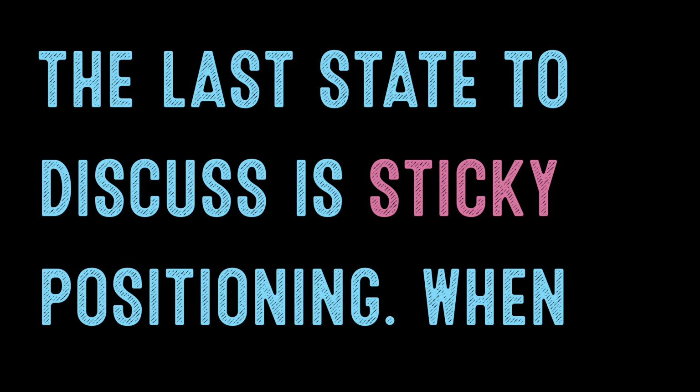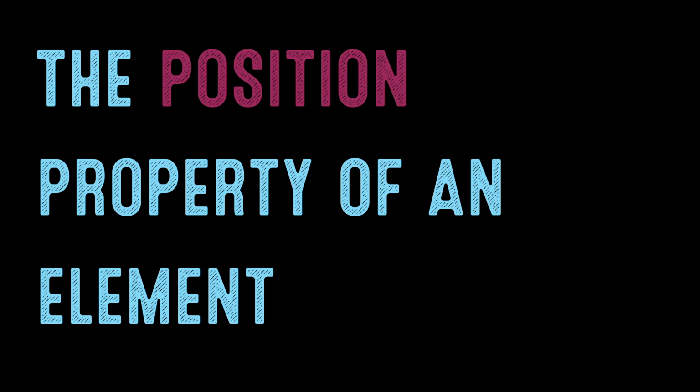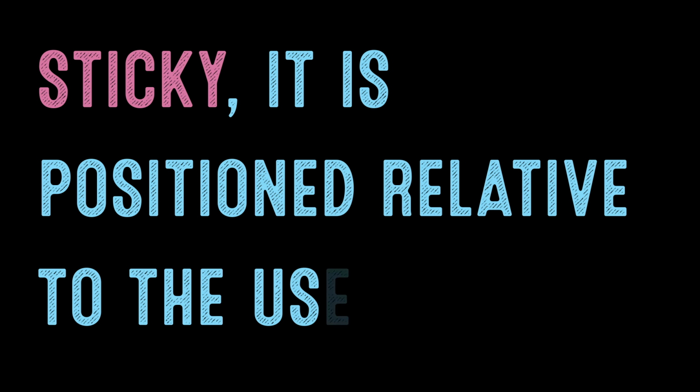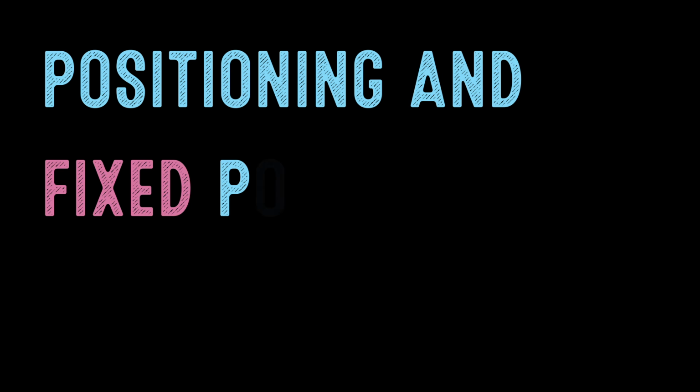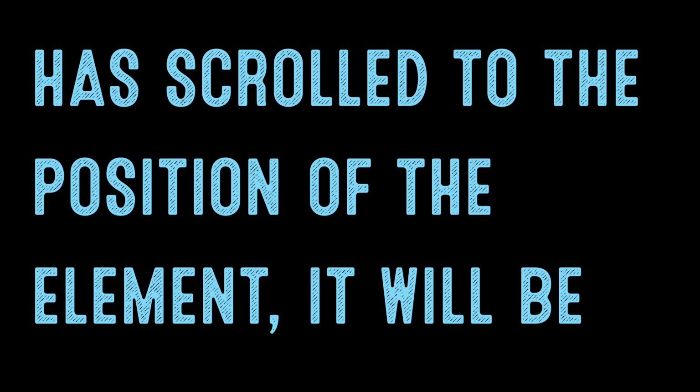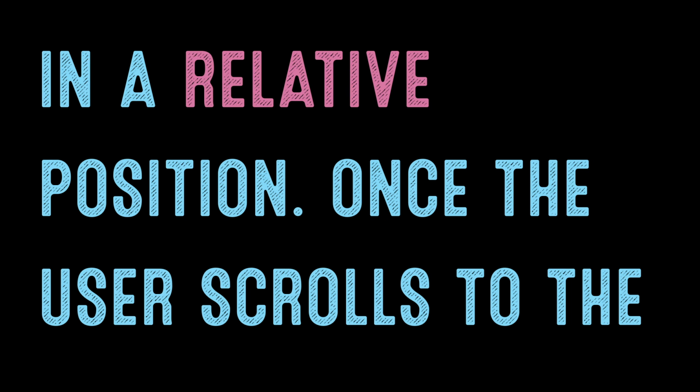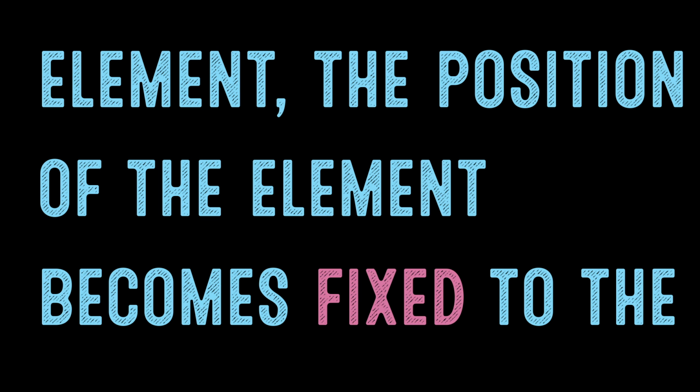The last state to discuss is sticky positioning. When the position property of an element is set to sticky, it is positioned relative to the user's scroll position. A sticky element alternates between relative positioning and fixed positioning. So until the user has scrolled to the position of the element, it will be in a relative position. Once the user scrolls to the element, the position of the element becomes fixed to the user's scroll position.